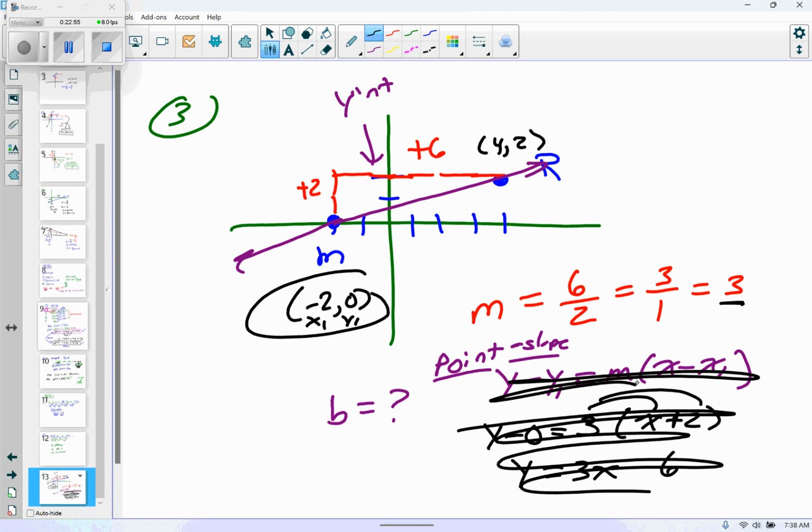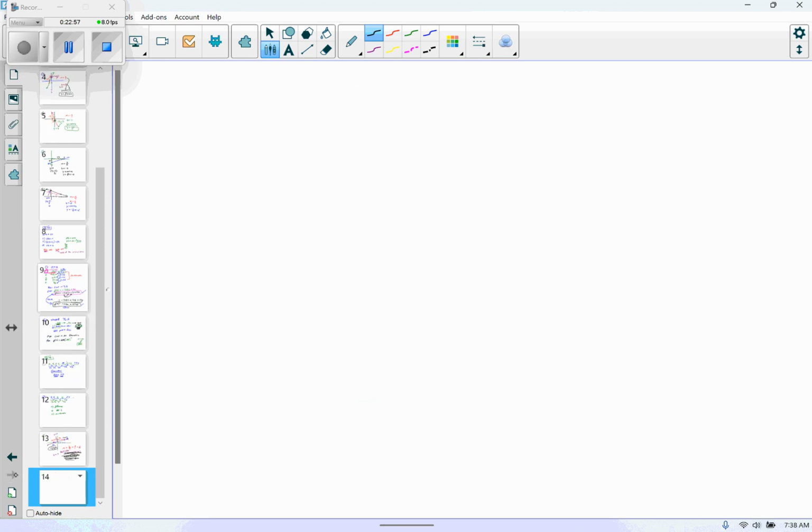Okay, what I'd like you to work on for the rest of the period is take a look at page 49 in the yellow, and you can go ahead and do just problems 1 through 4. Okay?